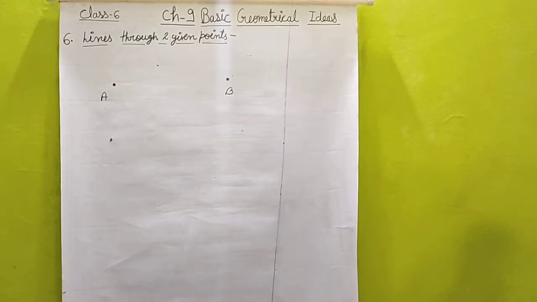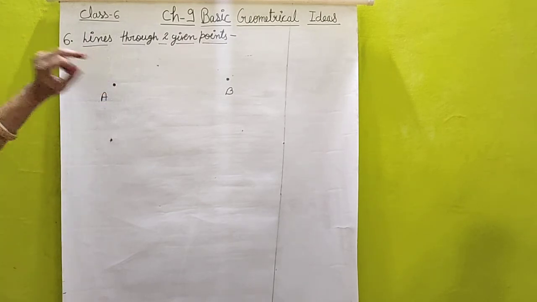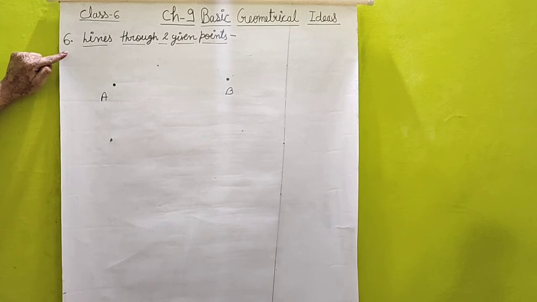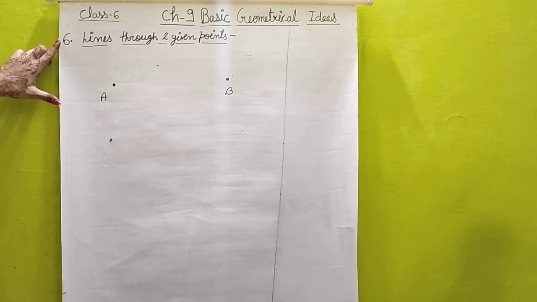Students, in point 5, we discussed lines through one given point. So students, lines through one given point are also known as concurrent lines. That I forgot to tell you. They are called concurrent lines.